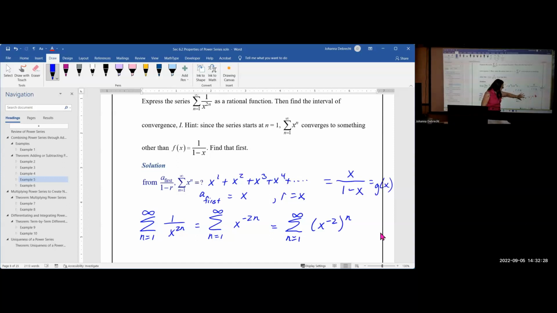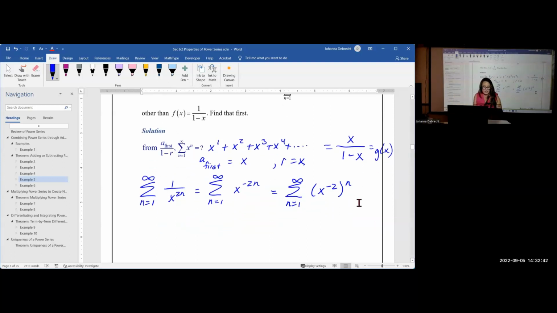That means that this series, which is essentially the same, but with x to the negative 2 substituted in place of the x, is going to converge to g of x to the negative 2. So this converges to g of x to the negative 2, which is going to be x to the negative 2 over 1 minus x to the negative 2.